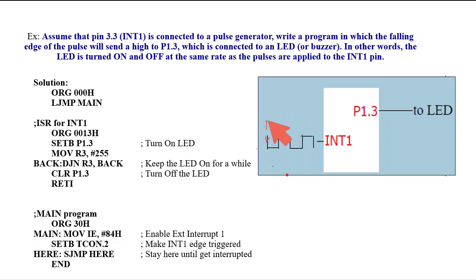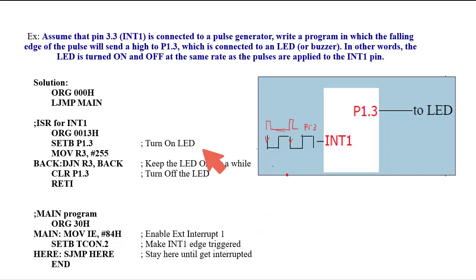It will remain logic 1 for a certain duration. Again, when there will be a falling edge, P1.3 at that moment will be logic 1 and it will remain for a certain time. This is P1.3. So we will write the program this way. How will we write the program?